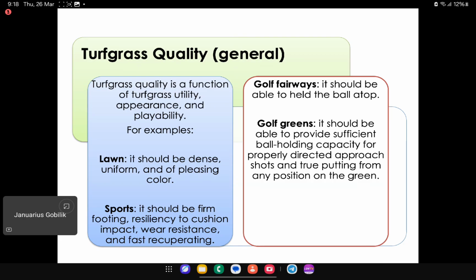And in golf, there are many parts of the golf course. For example, fairways and also the greens. For fairways, it should be able to hold the ball on top of the grass, so that you can swing and hit the golf ball easily, and can enjoy the activities. And of course, if you establish turf grass on a golf green, you need to provide sufficient ball holding capacity, for properly directed approach shots and also through putting from any position on the green.